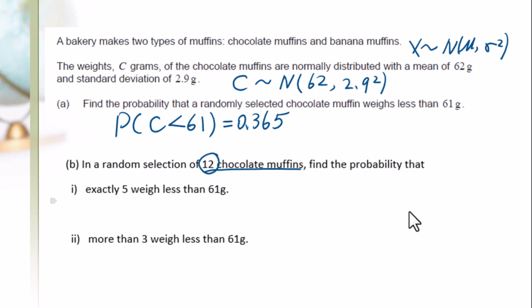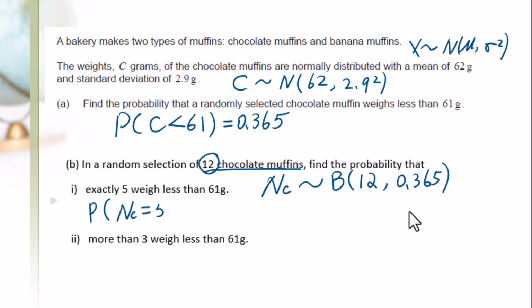B, in a random selection of 12 chocolate muffins, this is the symbol for binomial distribution. Find the probability that exactly 5 weigh less than 61 gram. Let's use N_C for the number of chocolate muffins. It follows binomial distribution, trials 12, probability of success 0.365. We are looking for the probability N_C equals 5.